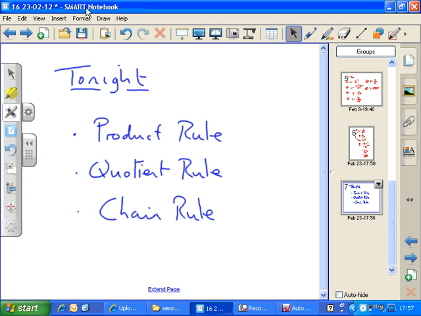We'll take them in turn. We'll look at an example of each one and how it might be used, and then I'll give you a chance to have a go. And then when we've had a go at one or two, then we'll move to the next rule. Practice one, and we'll go a couple, and then come to the next one. Okay? So we'll run out of rules, or we'll run out of time. Okay, so let's start off with the product rule.